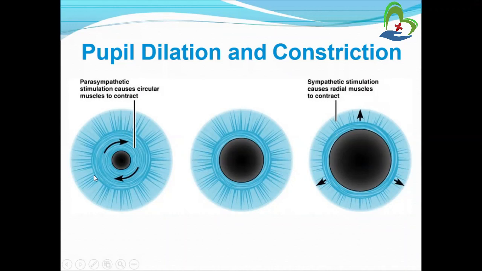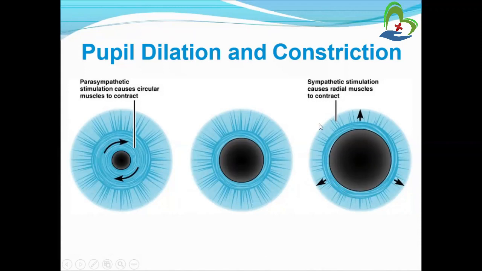See, two types of muscles are involved in this movement, dilatation and constriction. In this first figure, parasympathetic stimulation causes the circular muscles to contract. So in this first figure, which stimulation occurred? The parasympathetic. And which muscles are involved? The circular muscles. In the second image, sympathetic stimulation occurs, which causes the radial muscles to contract.